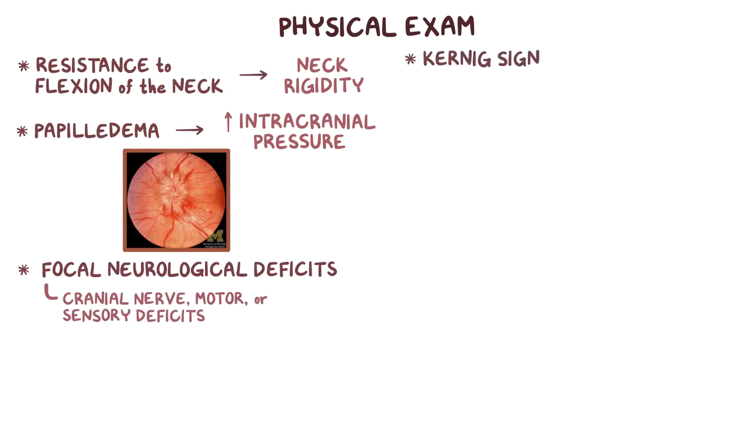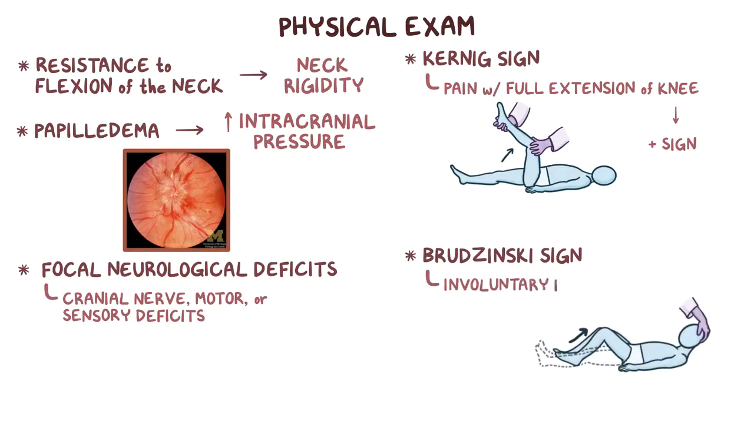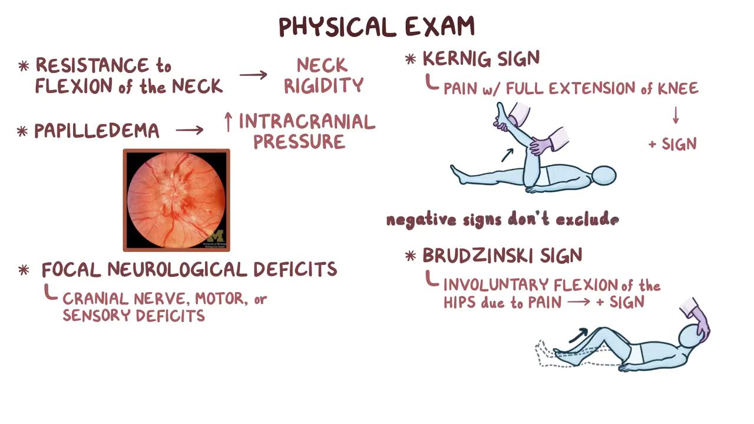To elicit the Kernig sign, place the individual in a supine position. Then, flex the hip to 90 degrees and attempt to extend the knee. If the individual has pain with full extension of the knee, that's a positive Kernig sign. To elicit the Brzezinski sign, you have to passively flex the neck, and if there's involuntary flexion of the hips due to pain, that's a positive Brzezinski sign. A helpful way to remember these signs is that Kernig starts with K, like knee, and Brzezinski starts with B, like back of the head. Now, these signs aren't particularly sensitive, so negative Kernig and Brzezinski signs don't exclude meningitis.